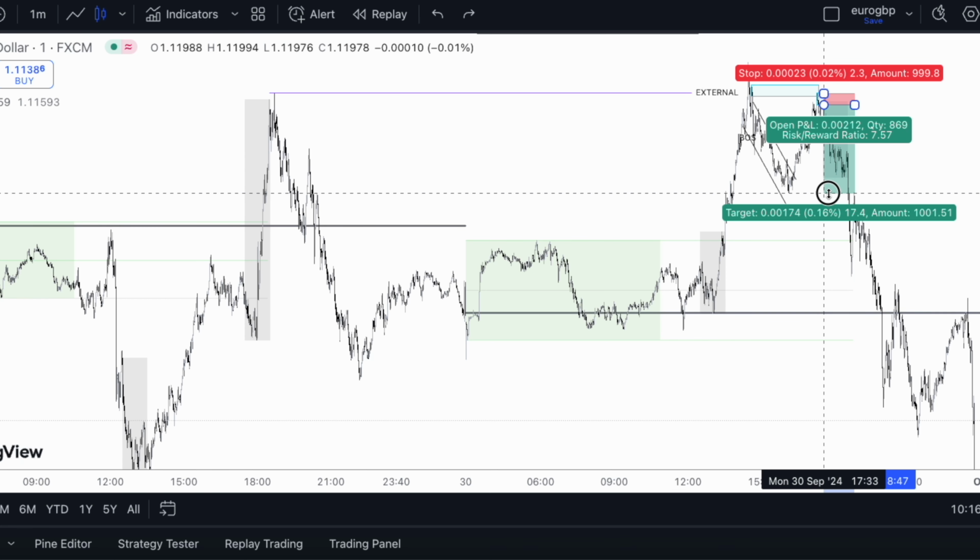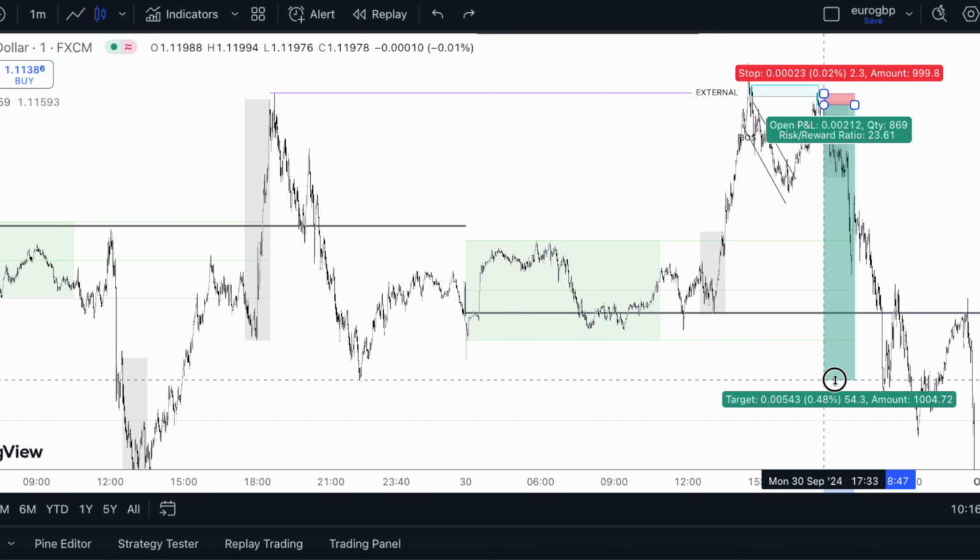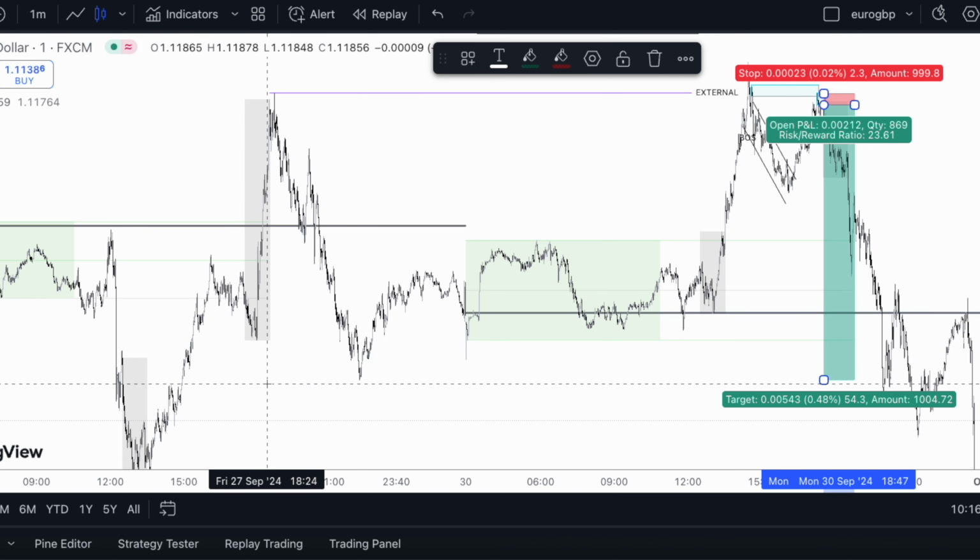I took my partials, 50% here, and the entire position was closed below this low.